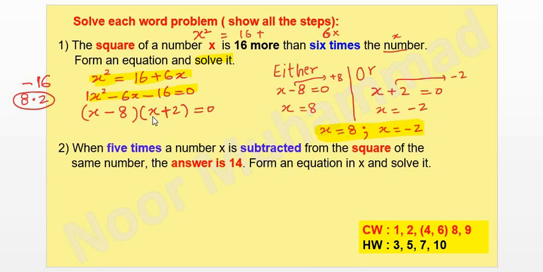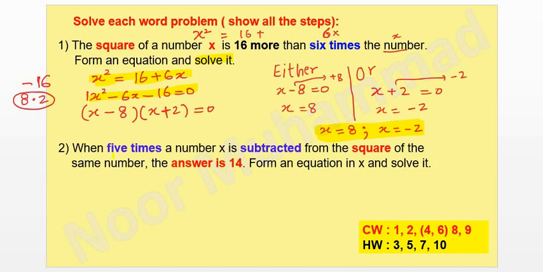And here is the factorization for this quadratic equation. We multiplied 1 with -16, and I wrote it over here. It's -16, and 8 times 2 is 16. This is the pair that will help me make the factors. Clear? Now let's move to question number 2.